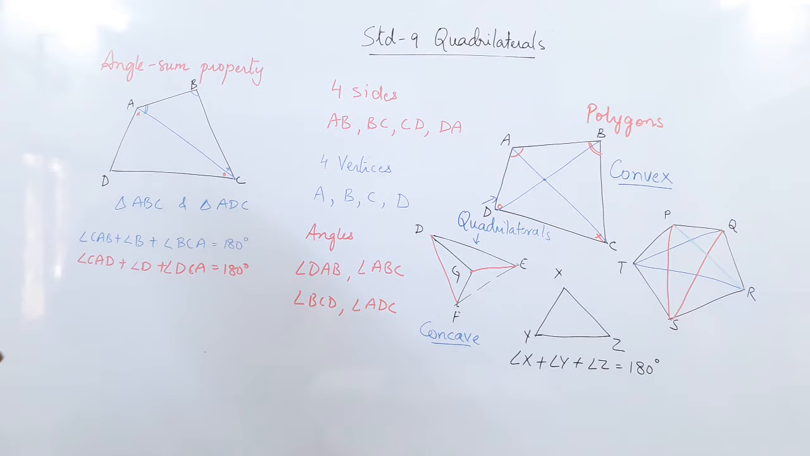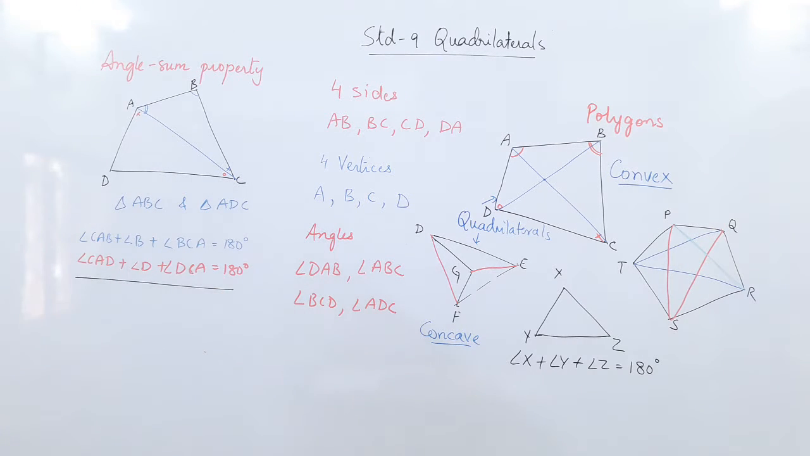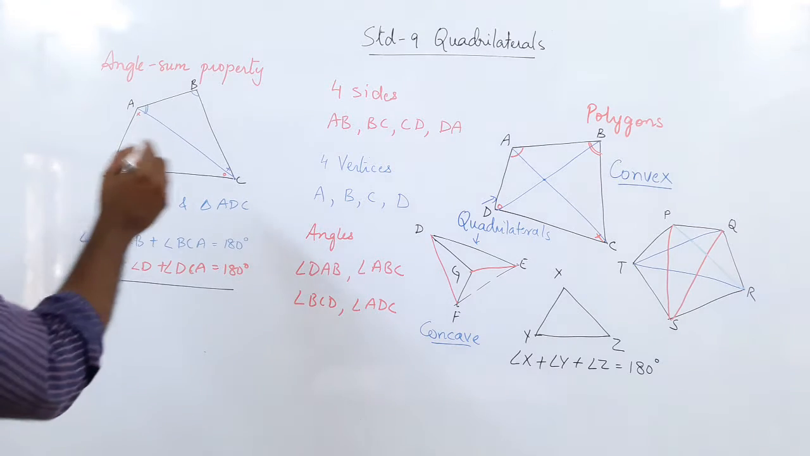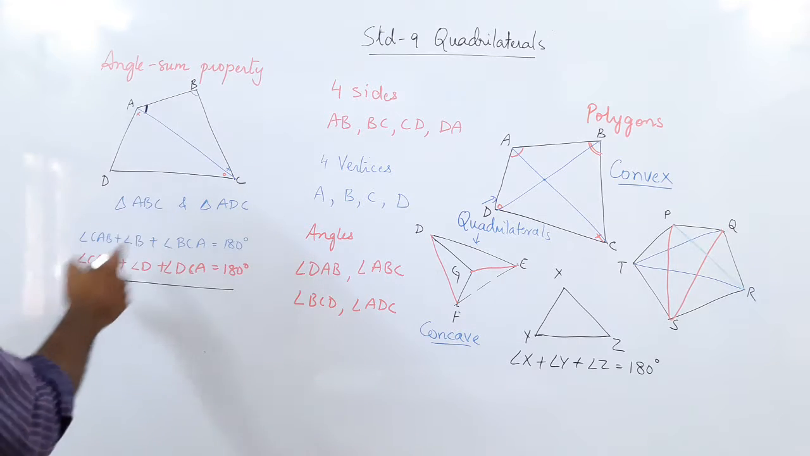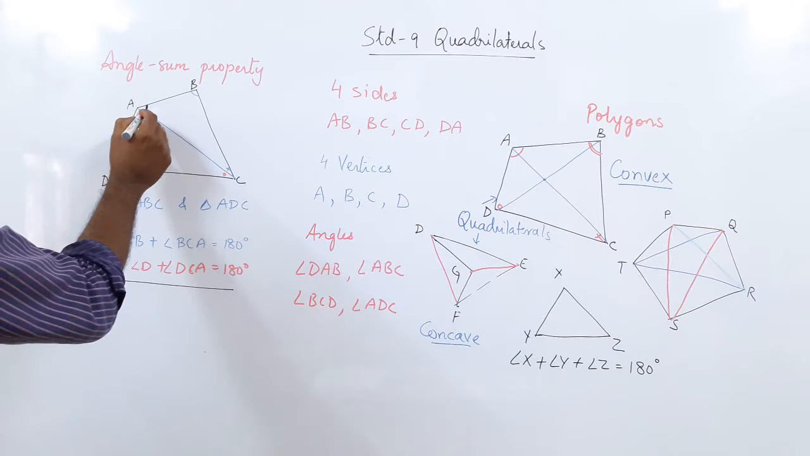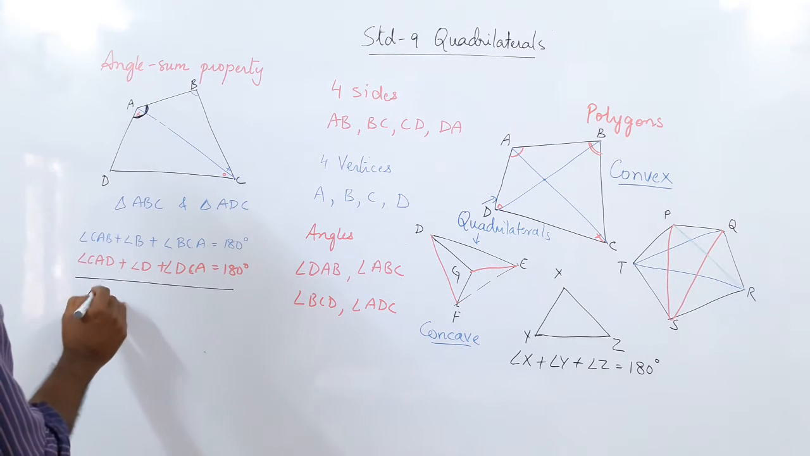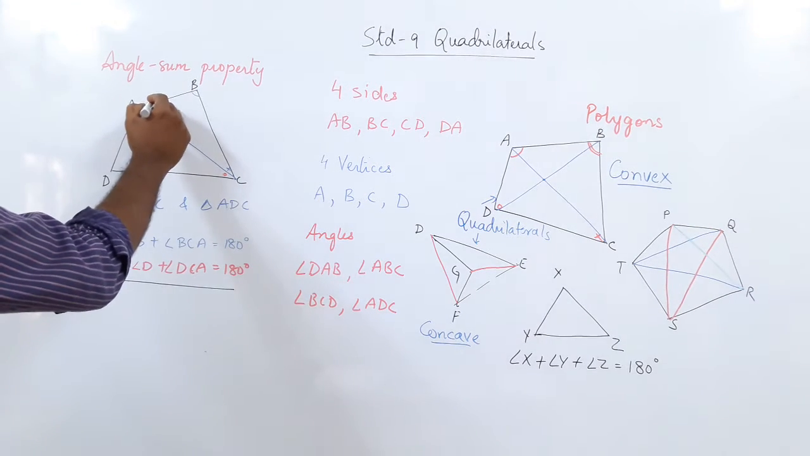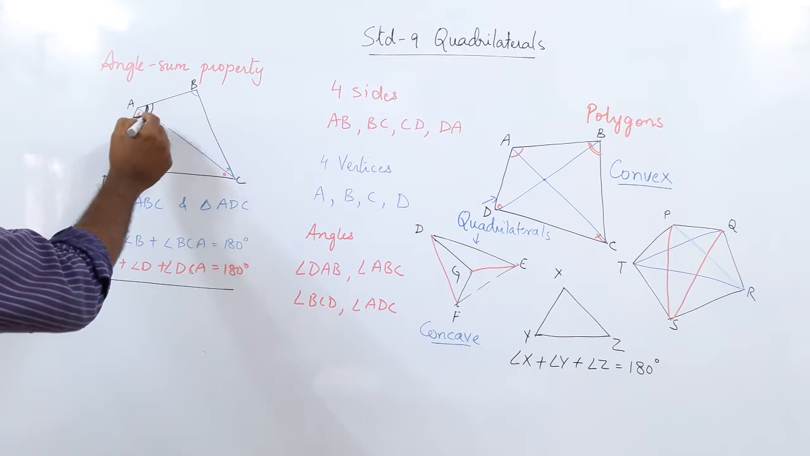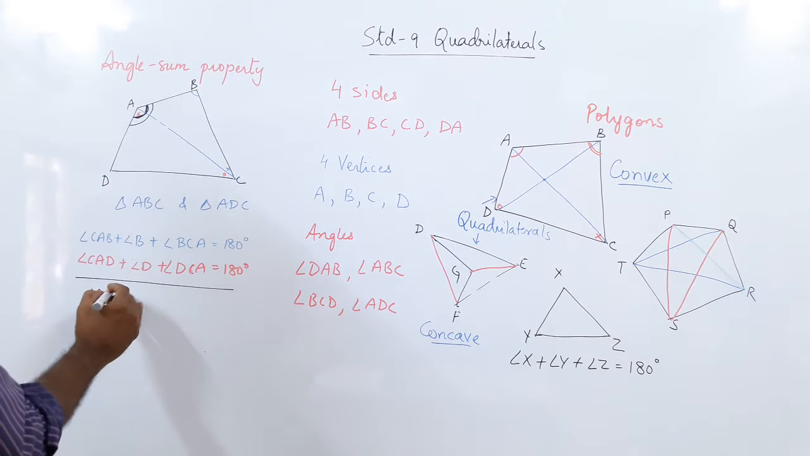Now we will add these two. How will we add these two? Look at this. CAB is this one, and CAD is this one. But if you add CAB and CAD, you get the whole angle A. So I got angle A. Have you followed? CAB is this part, CAD is this part. When I add CAB and CAD together, I get the whole angle A.